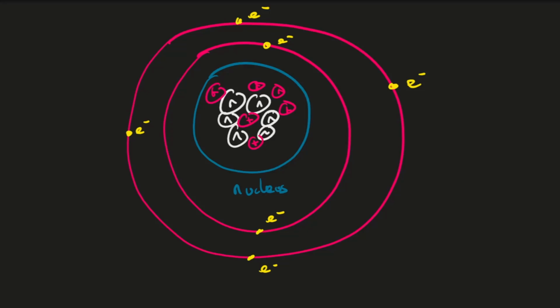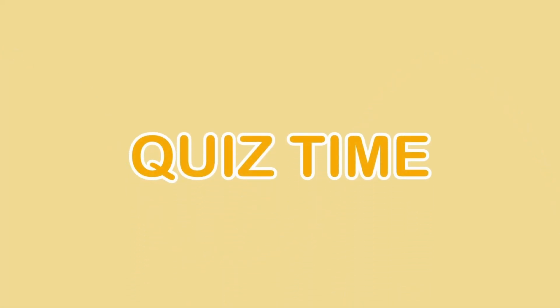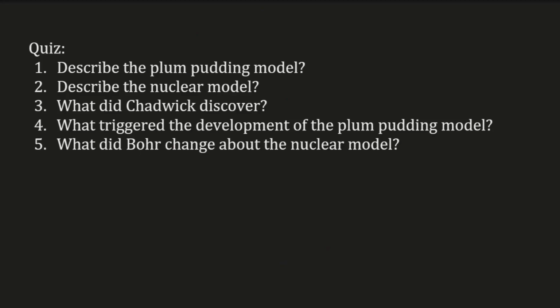Okay, so let's do a few questions before we end off the video. And a few questions just to get you thinking. Feel free to answer these questions out loud or write them down on a bit of paper. So question 1, describe the plum pudding model. So hopefully everyone got that the plum pudding model is described as a ball of positive charge with the negative electrons embedded within it. Describe the nuclear model.